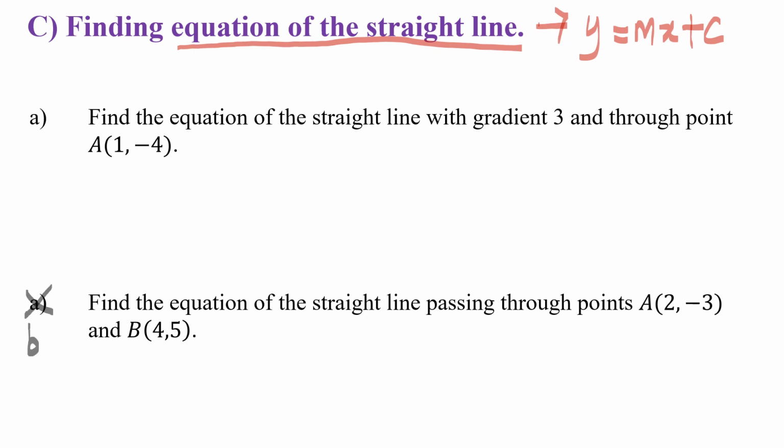So if you look at part A, here the gradient is given to be 3. That's easy. So how do you make use of this gradient equals to 3? Gradient is actually your m. In the straight line equation, gradient represents the symbol m. So that means m equals to 3. If you substitute into your y equals to mx plus c, then your equation will look like this.